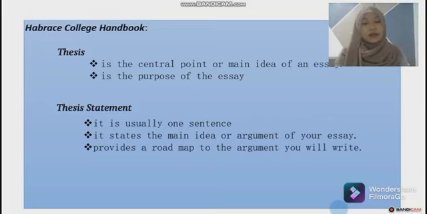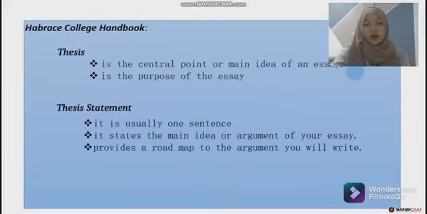In formulating a thesis statement, you need to be clear and specific as much as possible in order for the readers to get what you are trying to convey to them, and aside from that, to avoid confusion and misunderstanding. So let's proceed to the 6 approaches used in developing thesis statements.